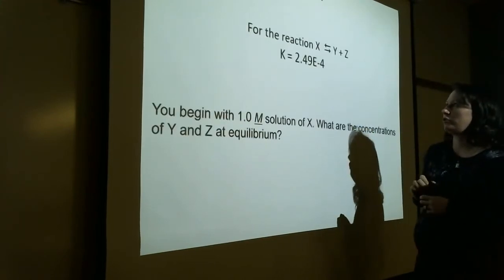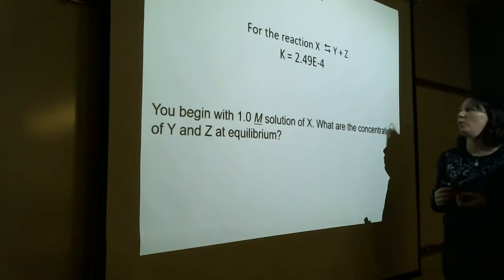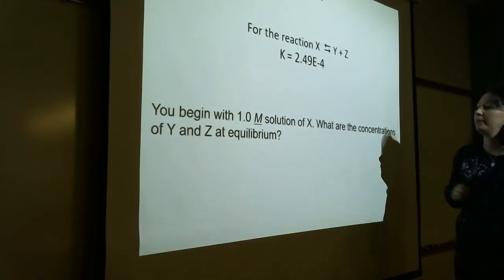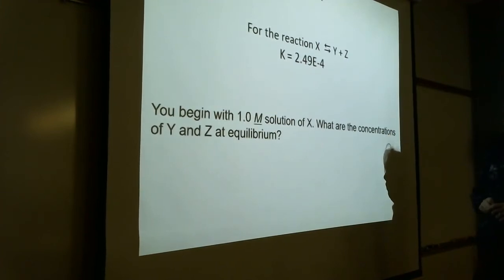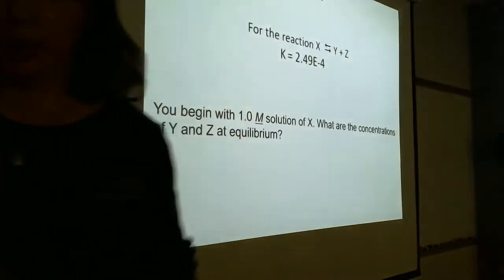All right, so here's one for you to try. You're just considering a generic reaction, X in equilibrium with Y and Z. Let's assume they're all aqueous, and there's the value of K. You begin with a 1 molar solution of X. What are the concentrations of Y and Z at equilibrium? I'll pause the video and give you a chance to try this.